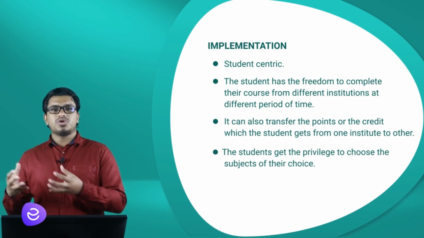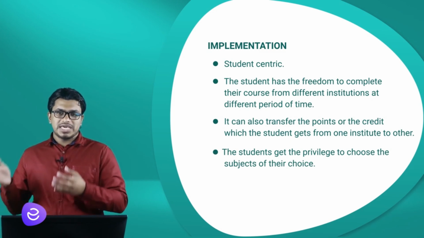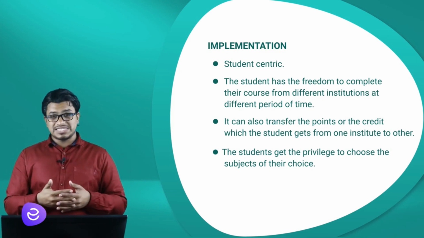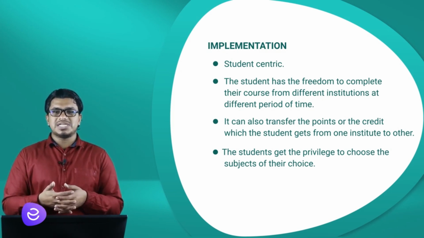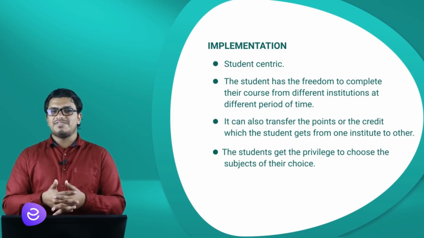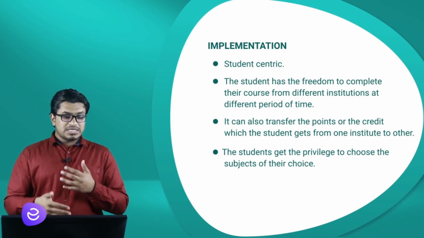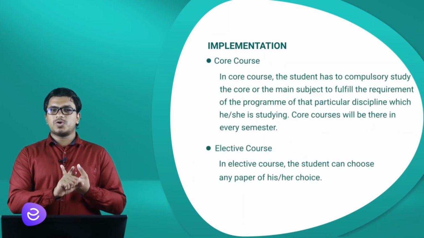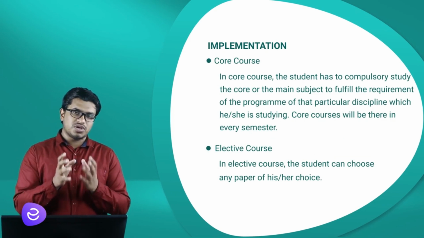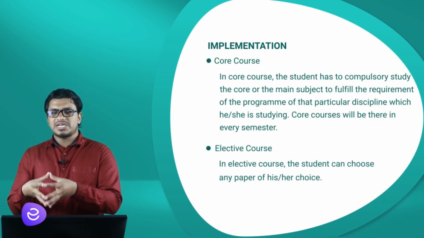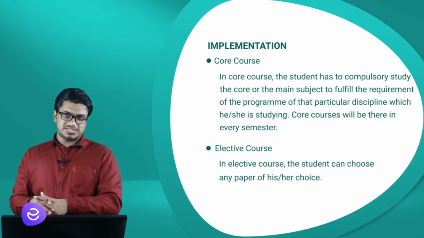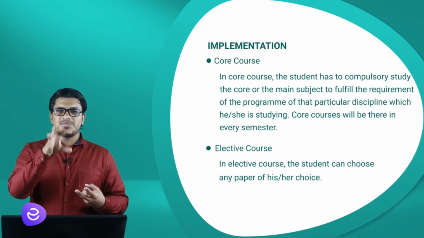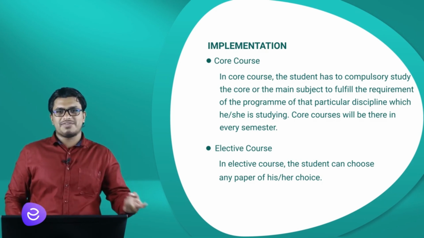Suppose a student doesn't want to learn a particular subject, he can avoid it. He can study something which he is more interested in, something which he is more capable in. So that actually makes more sense than the education system that we have now. Then there are two types of courses: core course and elective course. The core course is important for every student to learn. So if a student takes up commerce, there will be some core commerce subjects that he has to definitely learn. If a student takes up physics, there might be some core physics subjects that he definitely has to learn.